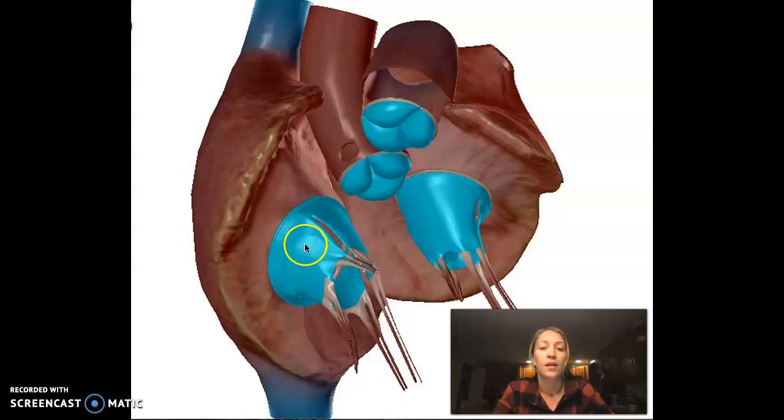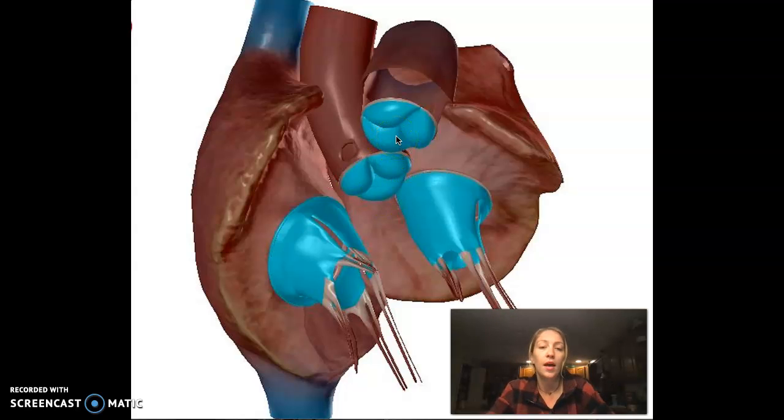And then conversely, on the left side, we have the mitral valve, also called the bicuspid valve, also called the left atrioventricular valve. This valve is very important. It prevents backflow from the left ventricle back into the left atria. And then these two are the semilunar valves.